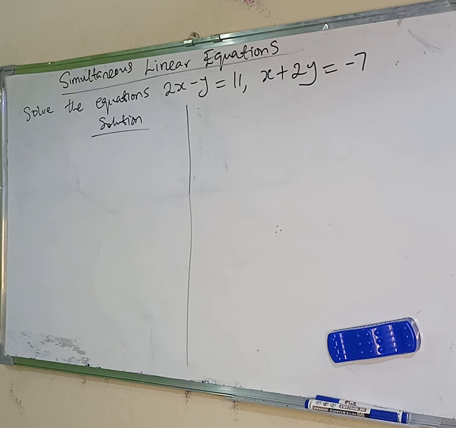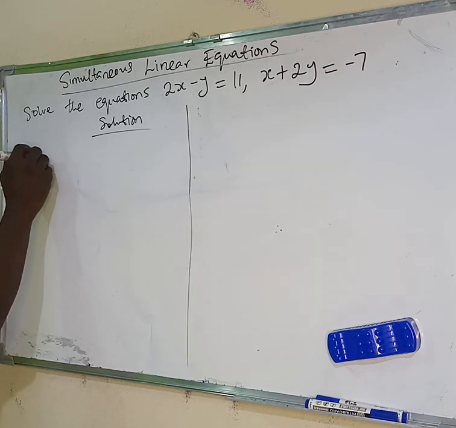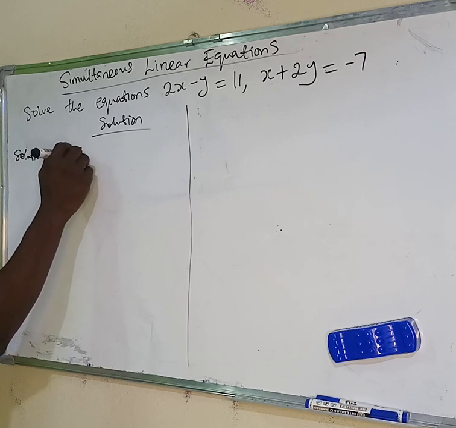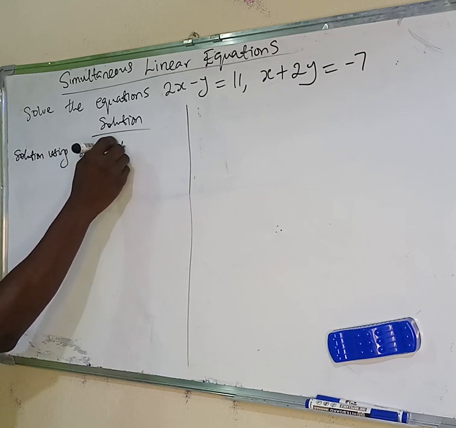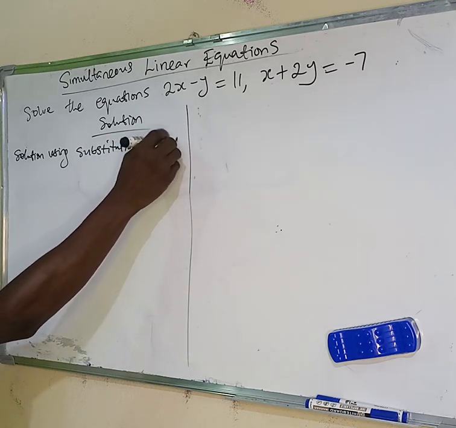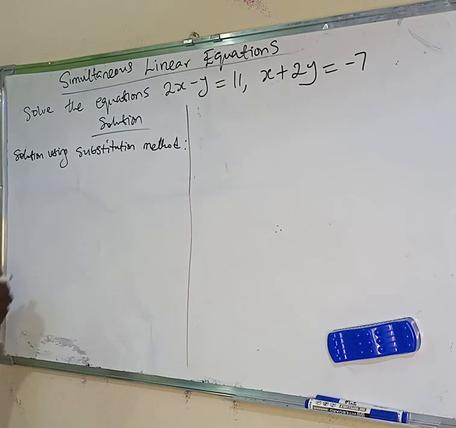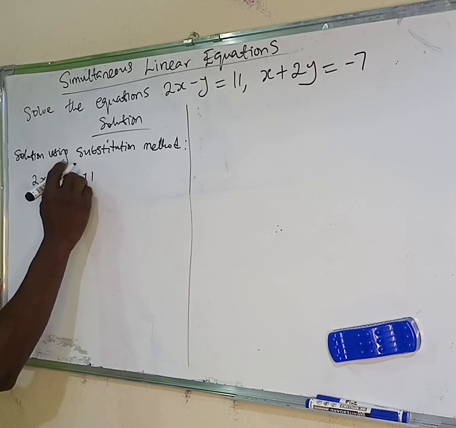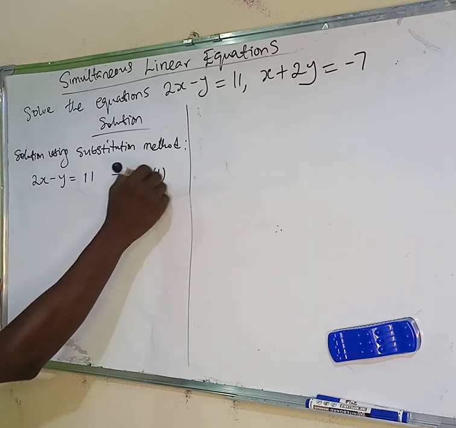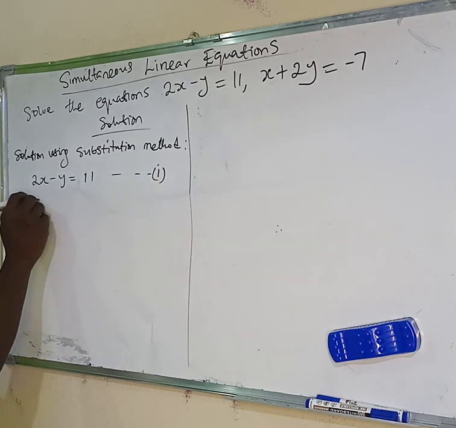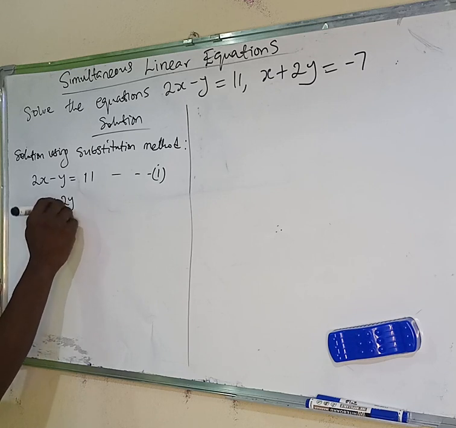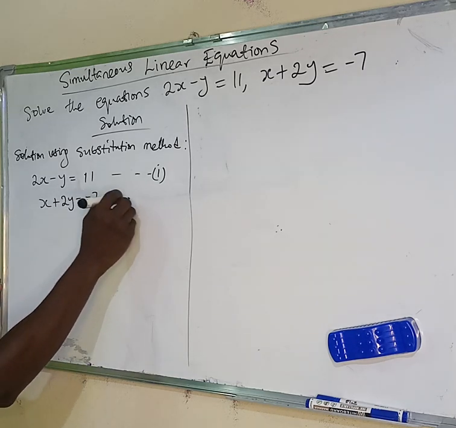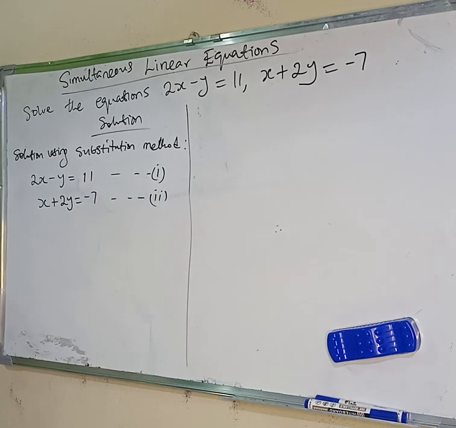We want to use the substitution method to solve this problem. So this is the solution using the substitution method. We have 2x minus y equals 11, and this is equation 1. Also, we have x plus 2y equals -7. This is equation 2.